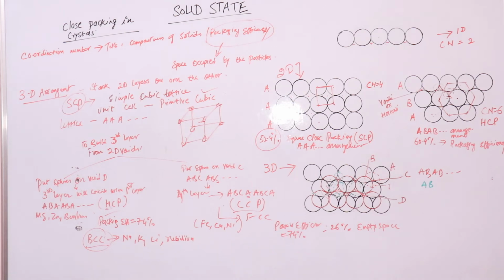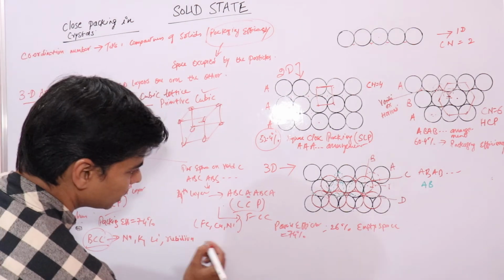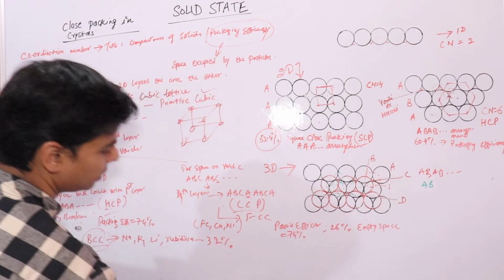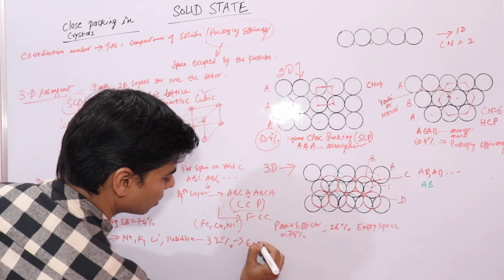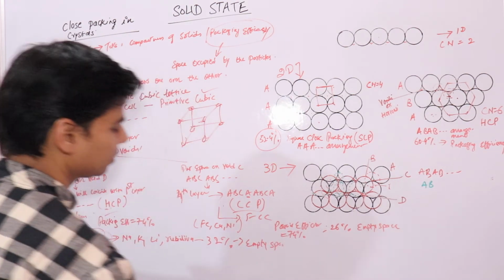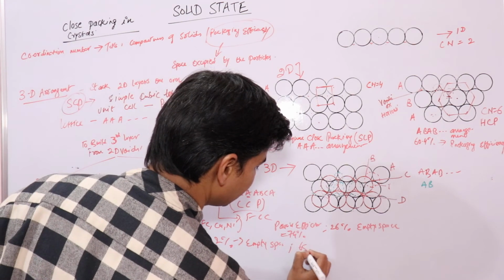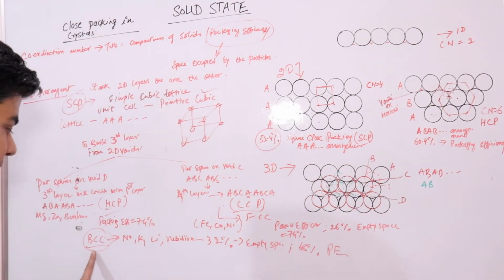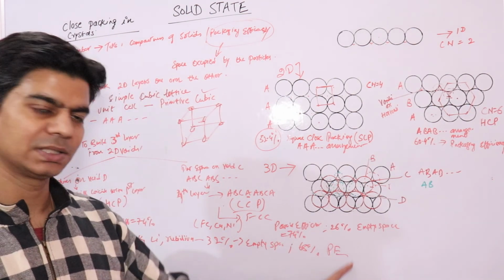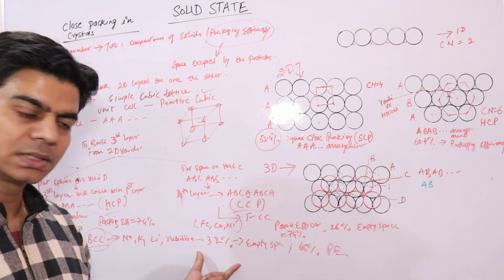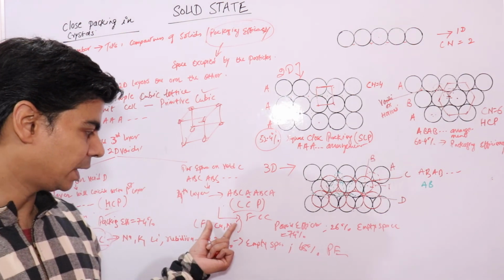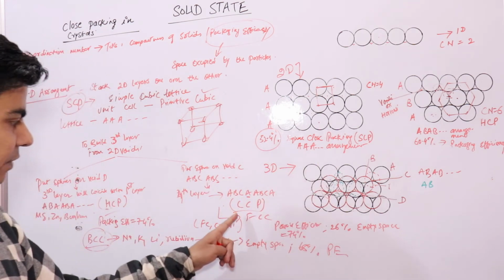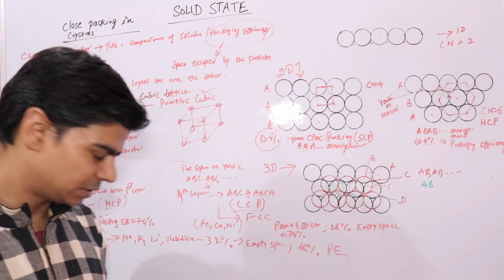Because in this case 32% is empty space, that means we have only 68% packaging efficiency with BCC. So packaging efficiency with BCC is less, 68%. We have more empty space. So these metals are not as dense as the solids that crystallize with CCP and HCP arrangements.